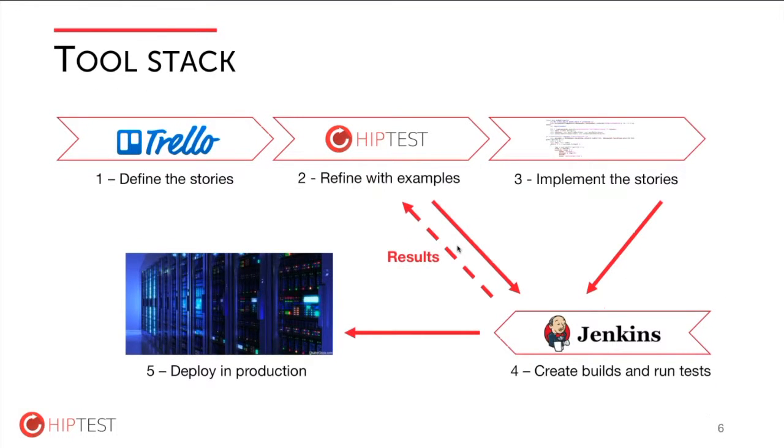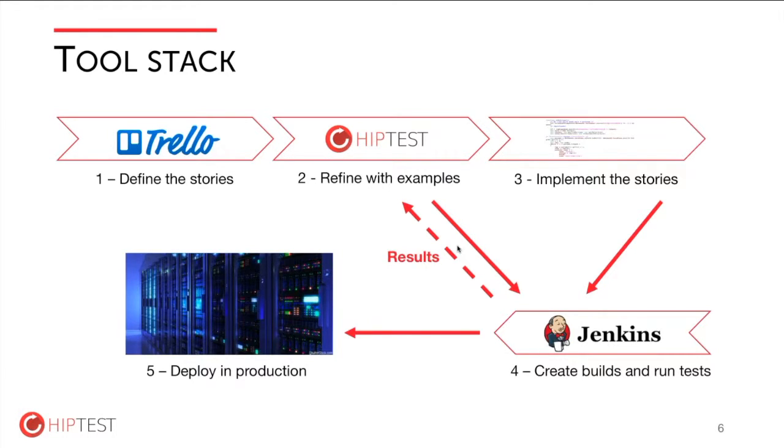This is the process that we use at Hiptest when it comes to testing our own product. And this is what we will show you during the demo. At Hiptest, as a DevOps team, we do continuous deployment. So basically, we go through these 5 steps multiple times a day. We typically deploy between 5 to 10 times a day in production.